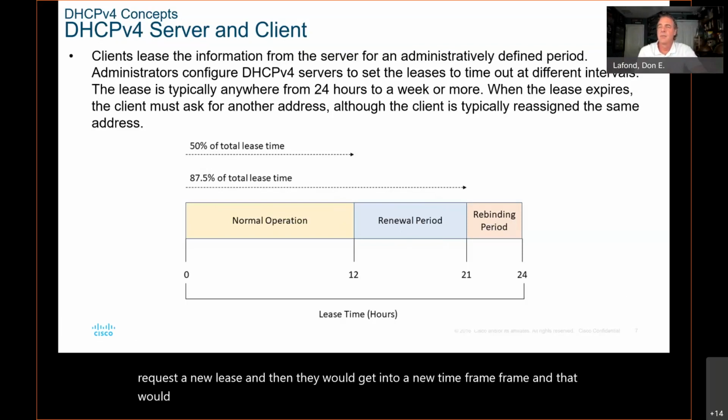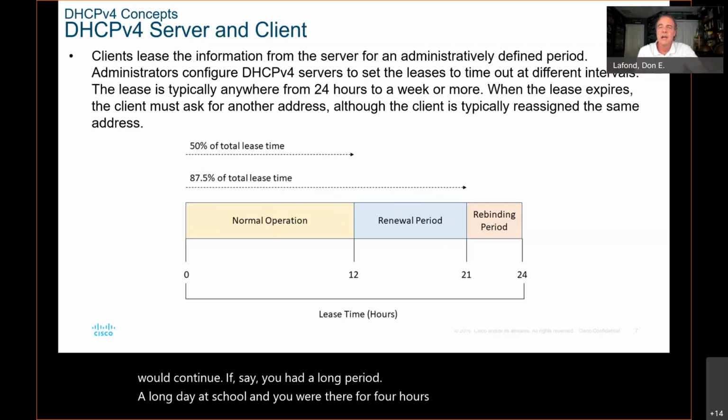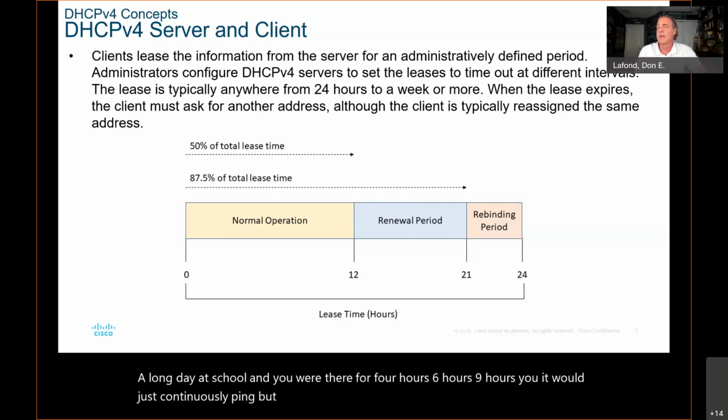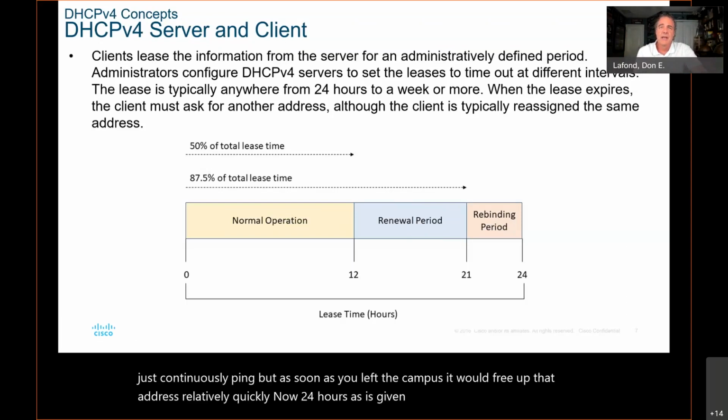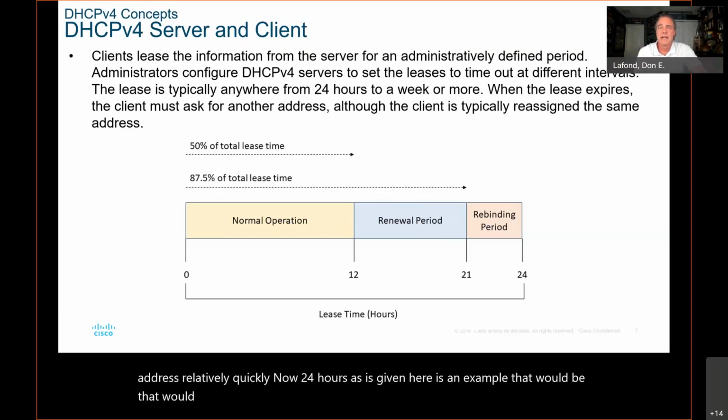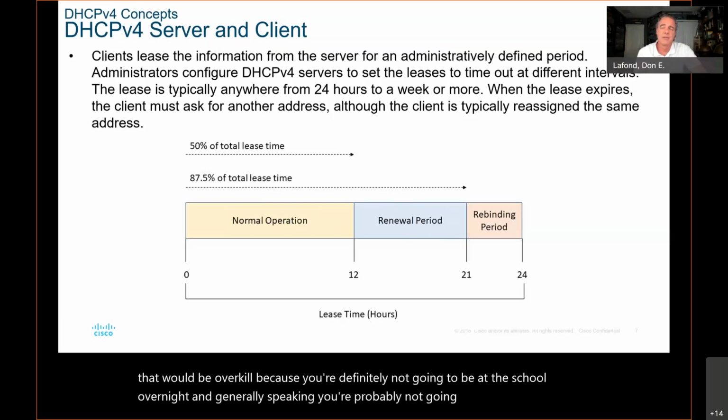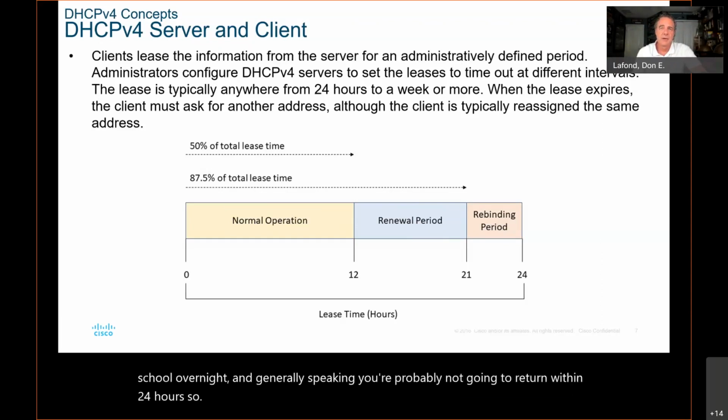If, say, you had a long day at school, and you were there for 4 hours, 6 hours, 9 hours, it would just continuously ping. But as soon as you left the campus, it would free up that address relatively quickly. Now, 24 hours, as is given here as an example, that would be overkill, because you're definitely not going to be at the school overnight, and generally speaking, you're probably not going to return within 24 hours. So in a school environment, that doesn't make a whole lot of sense.